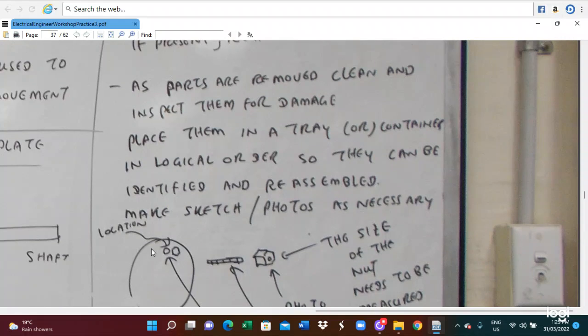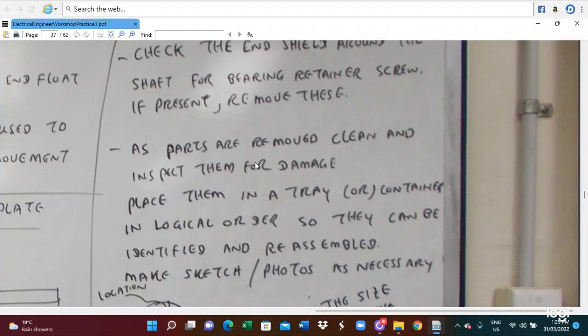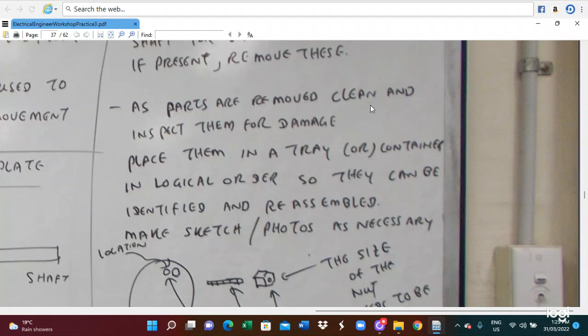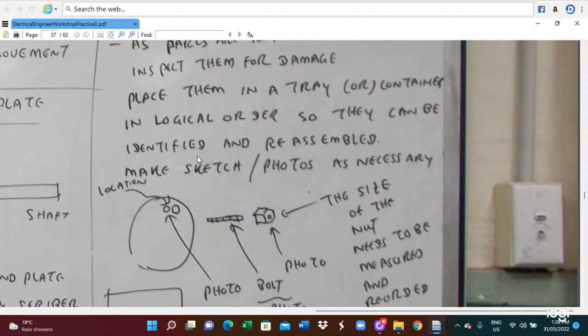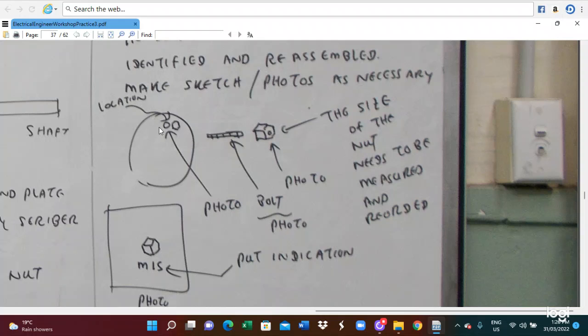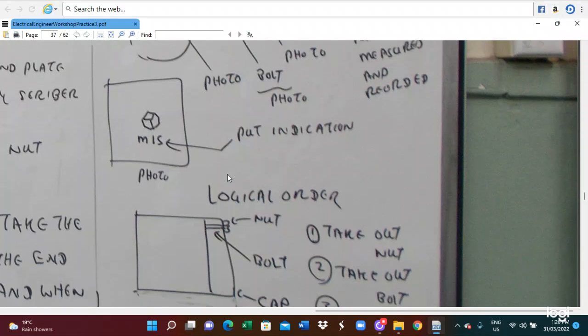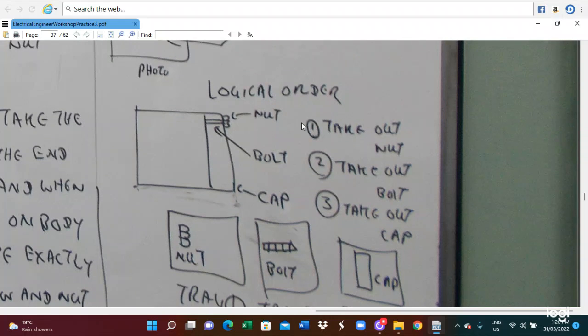Here you can see, check the end shield around the shaft for the bearing retainer screws. If present, remove these. As the parts are removed, inspect them for damage, and place them in the tray or container in a logical order so that they can be identified and reassembled. So make a sketch and take a photo of the assembly. So here is the location, the appropriate photo, and the size of the nut that have been measured, the appropriate indicator utilized, and how the nuts have been taken out in logical order.